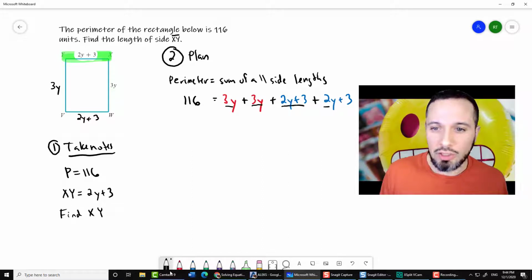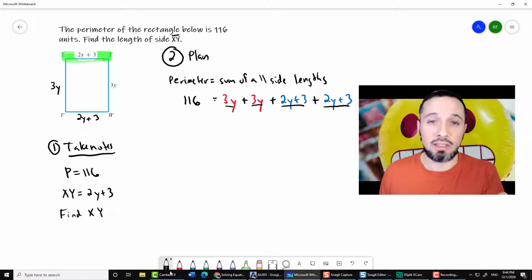But you can see that what I underlined here, I did them in colors, but what I underlined here are the 4 different side lengths in that rectangle. So we have our equation. There's only one unknown value, the y. We could actually solve this equation.